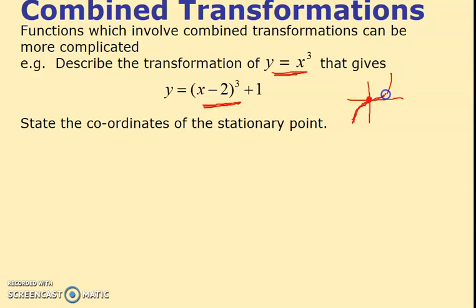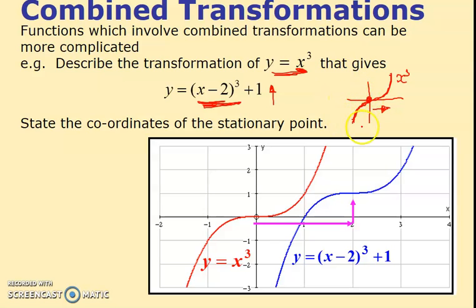Sometimes called a point of inflection, and that's my y equals x cubed graph. And I need to know what happens if I do (x minus 2) all cubed plus 1. And again, you notice I've replaced the x with an x minus 2. I put a minus 2 in the bracket. So that will move it right 2. And then, of course, I'll move it up 1 because of the plus 1.